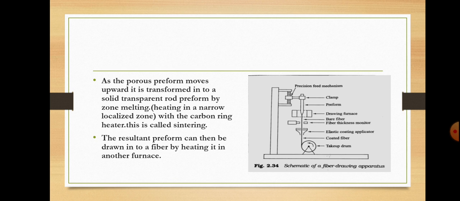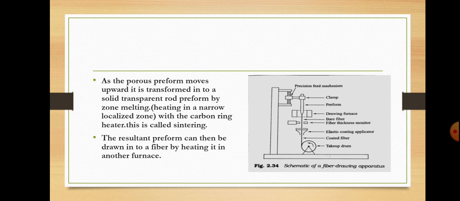As the porous preform moves upwards, it is transformed into a solid transparent rod preform by zone melting. Zone melting means heating takes place, but only in a narrow localized zone. This heating takes place with the help of a carbon ring heater, and this process is called sintering. In sintering, the soot is transformed into the original glass preform. The resultant preform can then be drawn into fiber by heating it in another furnace.